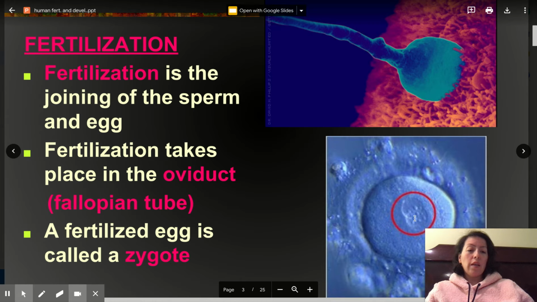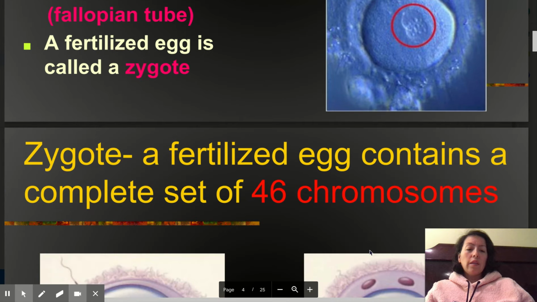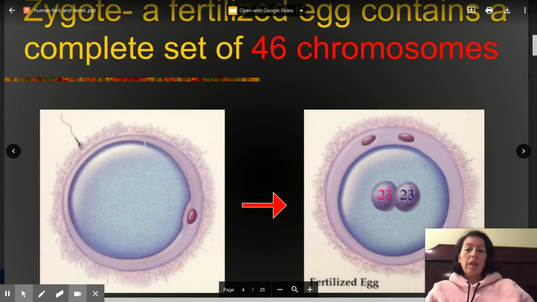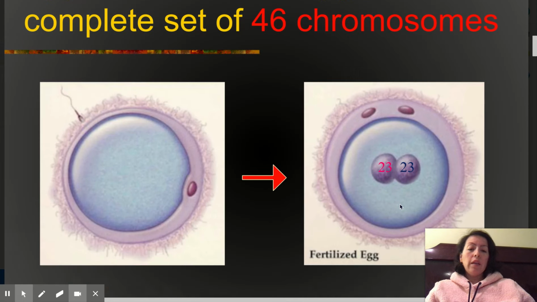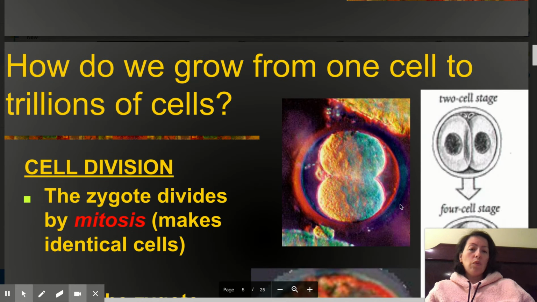Okay, and you can kind of see that in the picture here. There's the two nuclei are fusing or joining together. Okay, and this is a picture of what we just talked about. So here's the sperm and egg coming together, and these are the two nuclei of the sperm and egg joining to form that zygote that has 46 chromosomes. So it has a complete set of DNA. Okay, and that will continue even as it grows. That chromosome number is maintained.